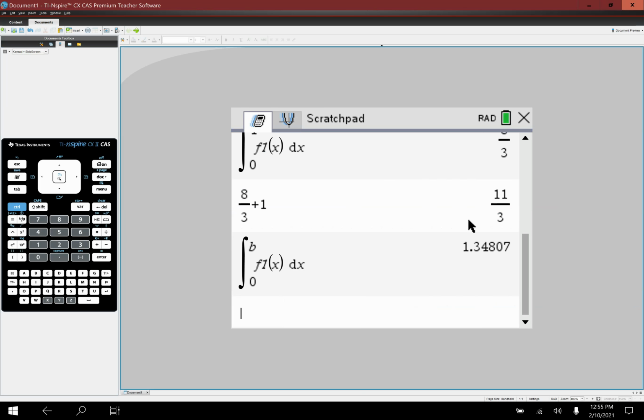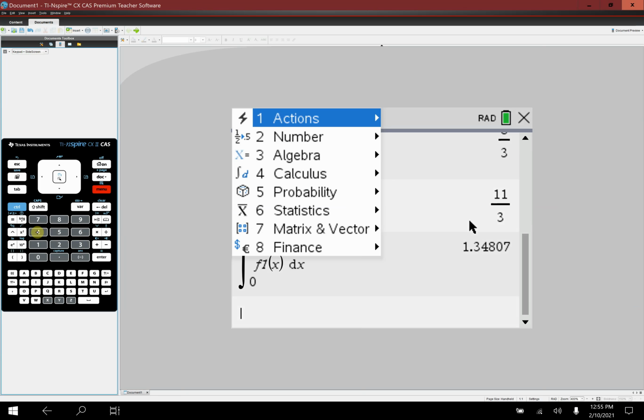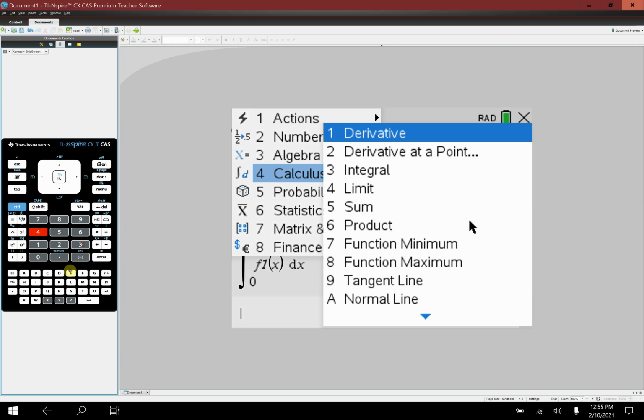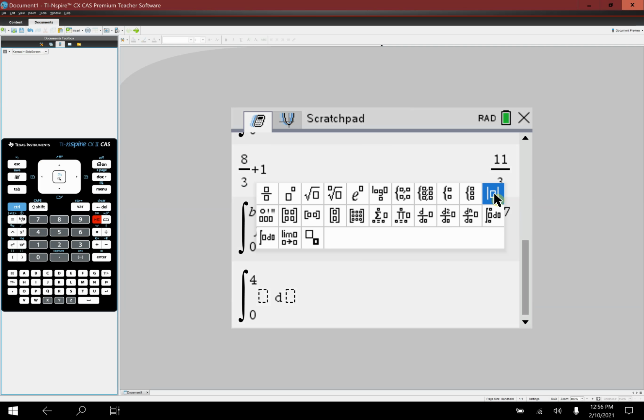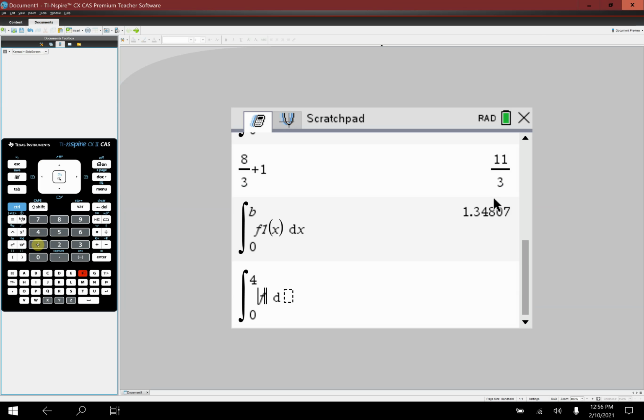Can we do this on the calculator? Certainly. Menu, integral from 0 to 4 of, we need to do the absolute value first. You'll actually notice absolute values on this button right here. It's next to the 9. I call it our quick key button. If you're on the 84, you want to go to math and then to the right to num, and you'll see absolute value is your first option. Absolute value is up here, absolute value of f1 of x, and then we of course have dx.